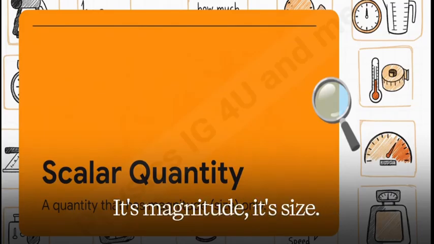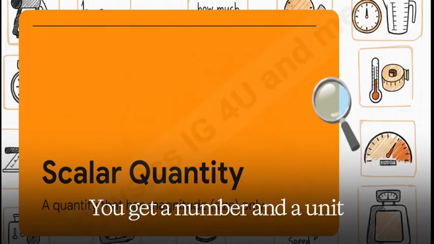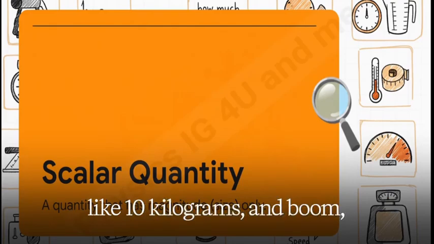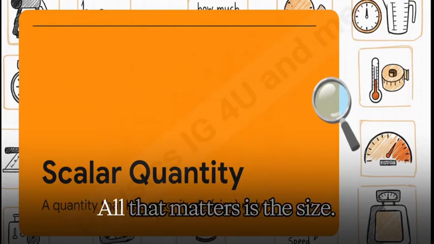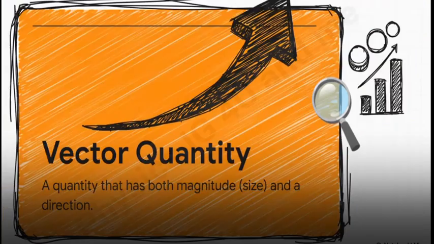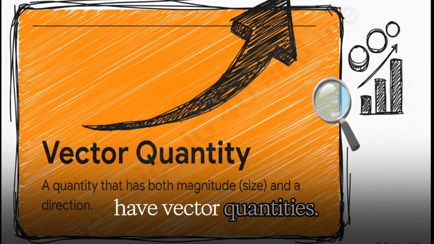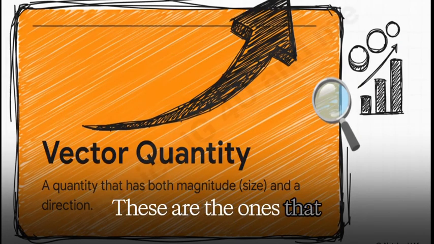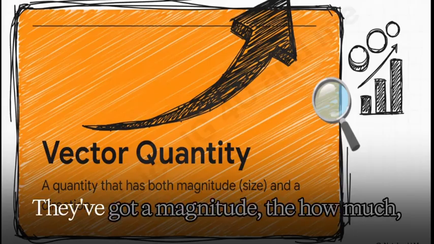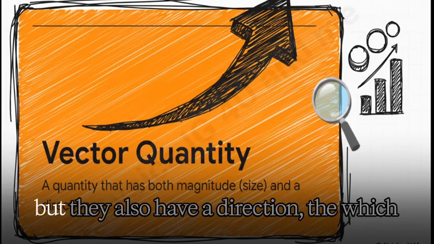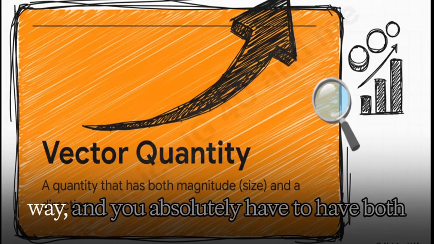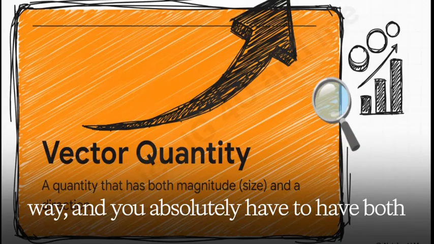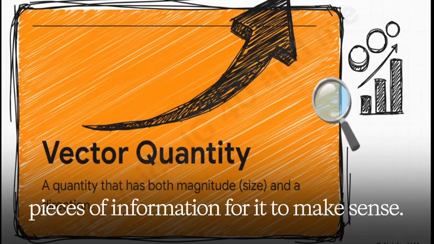Its magnitude, its size. You get a number and a unit, like 10 kilograms, and boom, you have the complete picture. All that matters is the size. And then, on the flip side, we have vector quantities. These are the ones that need a little more detail. They've got a magnitude, the how much, but they also have a direction, the which way. And you absolutely have to have both pieces of information for it to make sense.